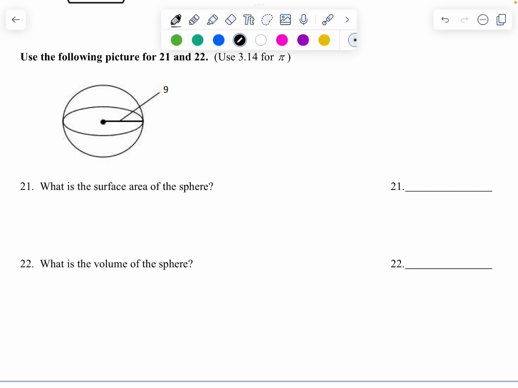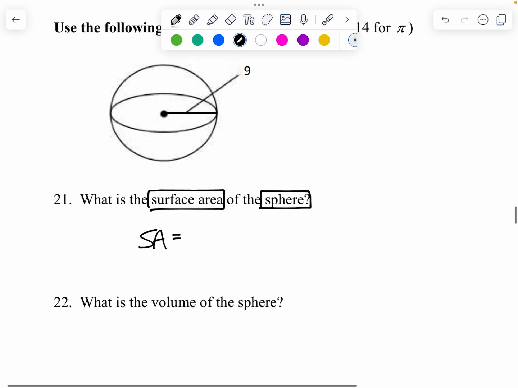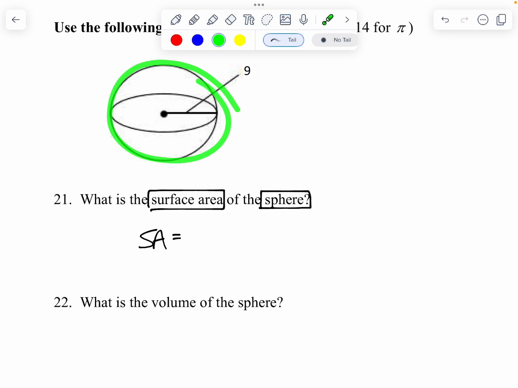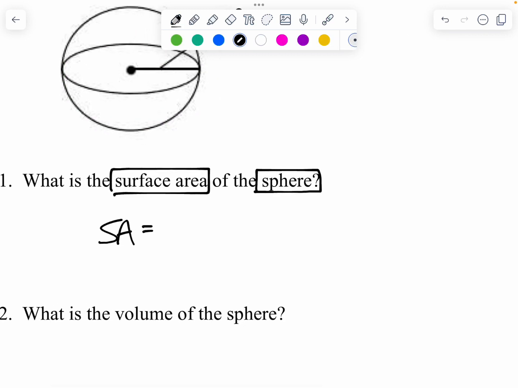First of all, what is the surface area of the sphere? Let's make sure that on the piece of paper we're going to use as a cheat sheet, we have the formulas down for surface area. Surface area of an entire sphere, an entire ball, not a hemisphere, so be careful about that because we do know both formulas, is 4 pi r squared.